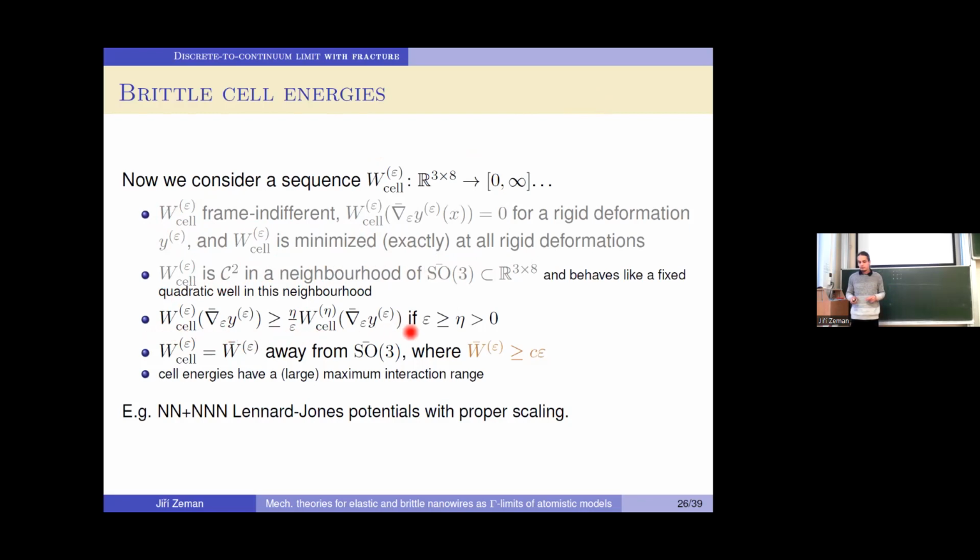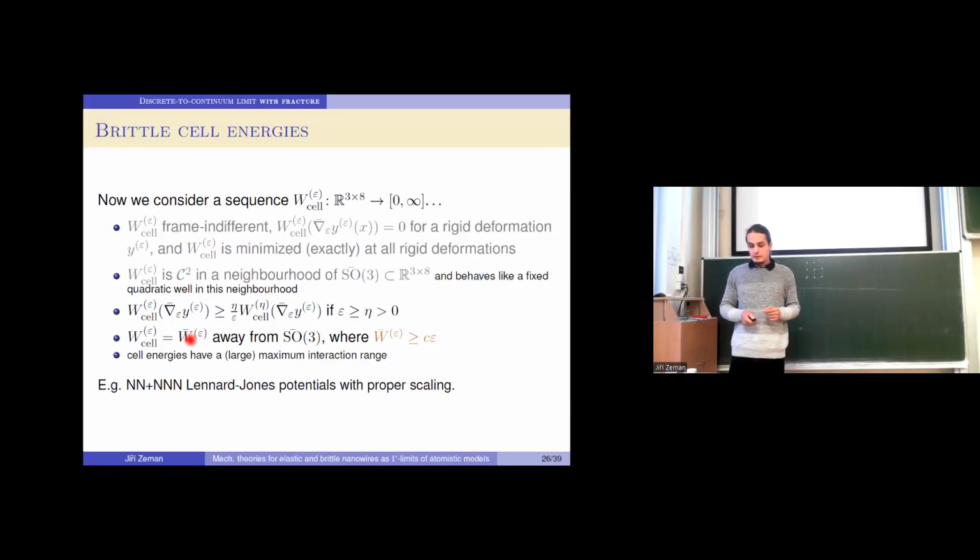For example, this assumption of technical nature that allows us to construct a recovery sequence for an arbitrary sequence of interatomic distances. And also, if we are away from the discrete set of rotations, these energies are bounded from below, so that the fracture is penalized in a way. We don't want the rod to fracture everywhere. And the last assumption is some maximum interaction range. And this covers the case of Lennard-Jones type potentials with a proper scaling of their asymptotics.